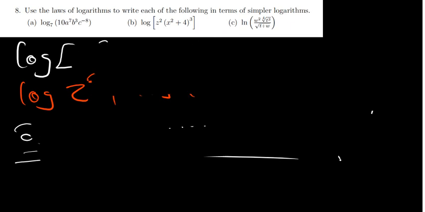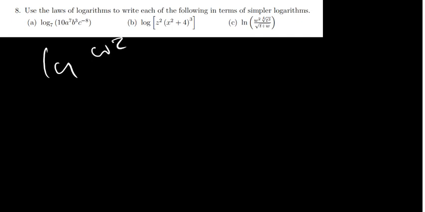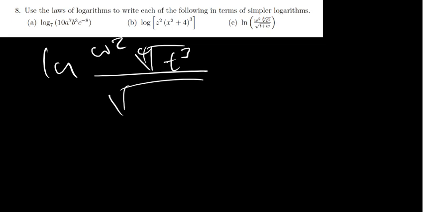Let's do the last one, which is part C. So part C is ln, we have got w squared, then the fourth root of t to the power 3 divided by the square root of t plus w. Okay, that is what we have.